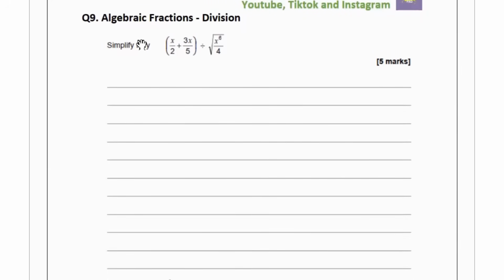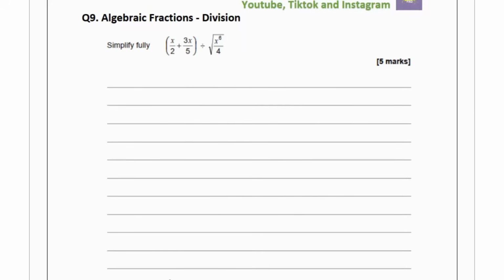Like this one, this is a 5-mark question. It says simplify fully x over 2 plus 3x over 5 divided by square root of x to the power of 6 over 4. Now this might look weird, but honestly, it's not that hard. The bracket will be solved as we did in the previous question.